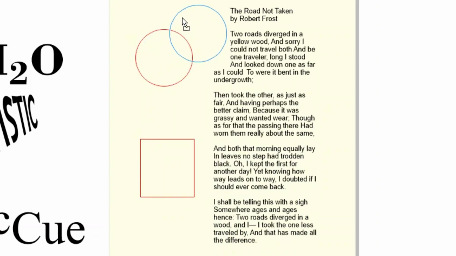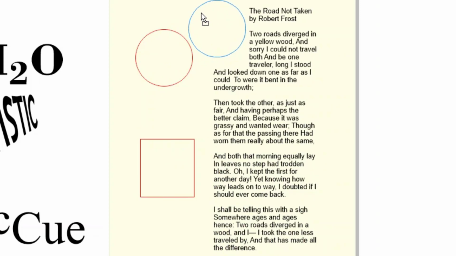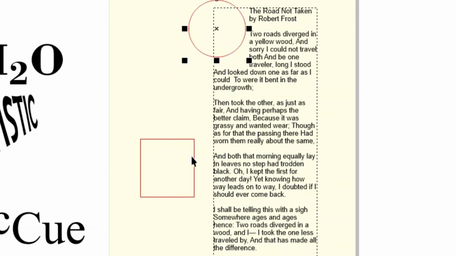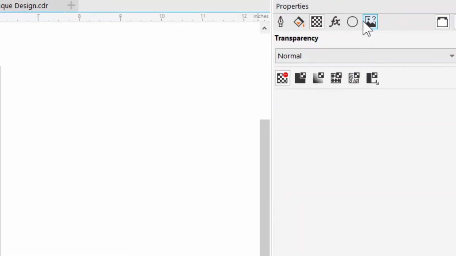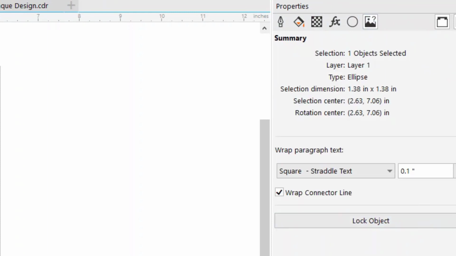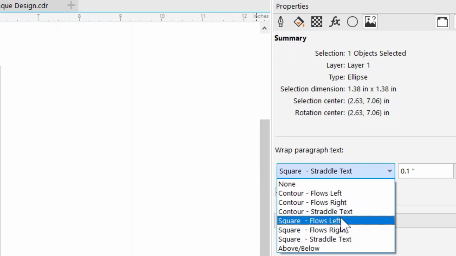Now, if I grab this object and I move it over, that's not exactly what I'm looking for. I really want that text to follow the curvature of that circle. If I come over in my Dockers and left-click on Properties, and then I have different items up here at the top, I want to click on the last one over here. I can control how that text reacts with that circle. I don't want it to react as a square. I want it to react as a contour.